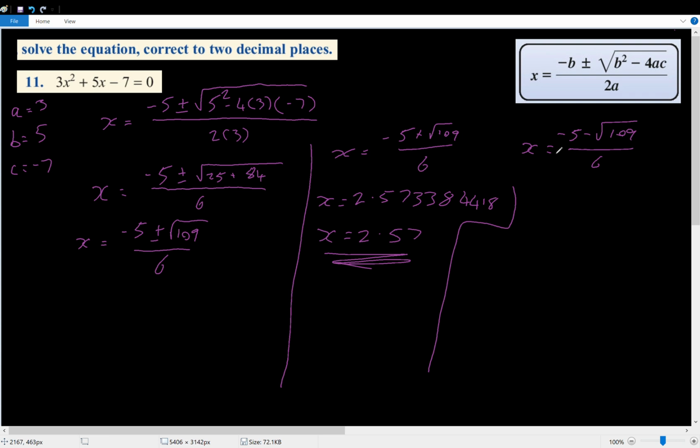Next up, our solution is going to take the one on the right. So it's going to be minus 5 minus the square root of 109 all over 6, and we're going to get minus 0.9067177515, and we round that correct to 2 decimal places, and we get x equals minus 0.91. And that is our second solution. And that is that.